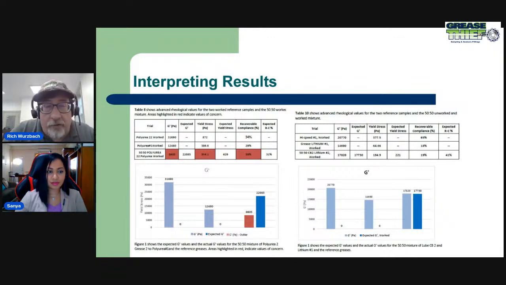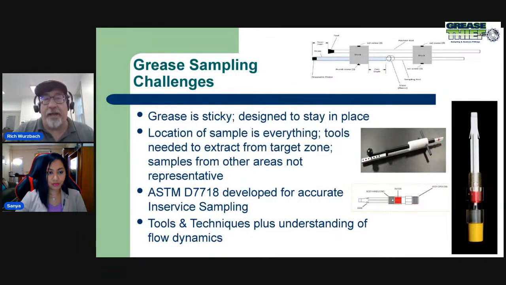But if you look at the one on the left, two greases, very different G primes. The dark blue here is the expected, and it's orders of magnitude lower. So it's an extremely soft grease that's going to have a hard time staying in that bearing. And that's not what we want. We don't want that mixture that's going to behave dynamically in a very different way than the individual greases do. So this kind of test helps us figure that out.